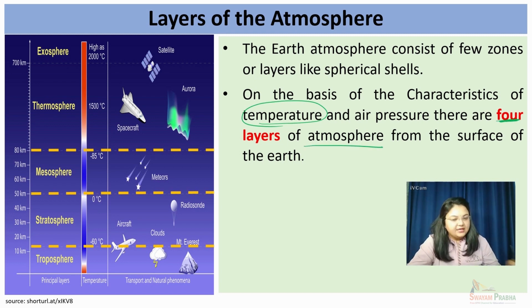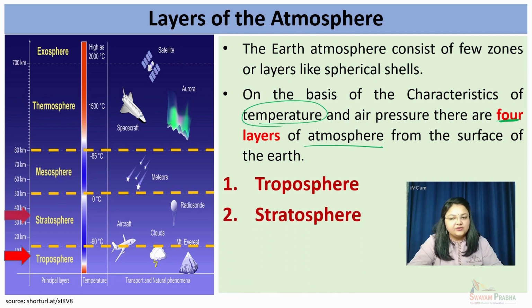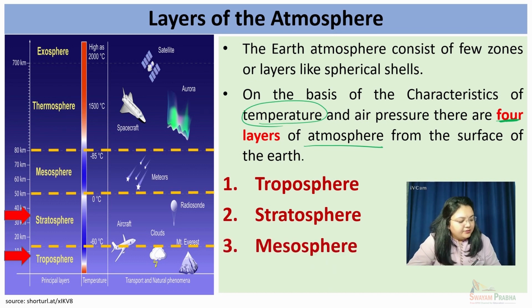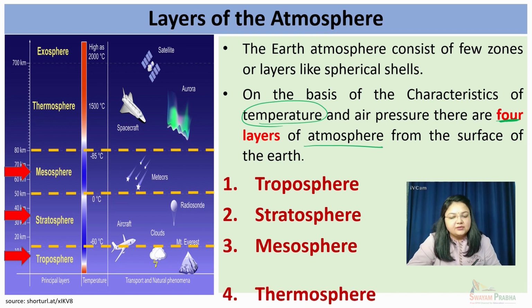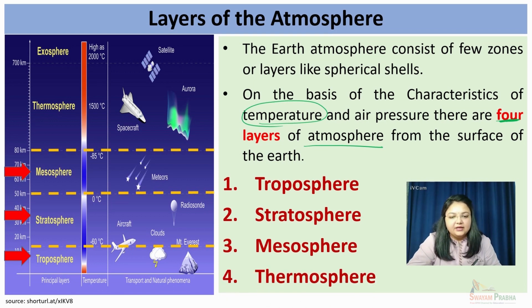layers. These layers are: number one, the troposphere, which is the lowermost layer of the atmosphere, followed by the stratosphere, which is the second important layer of the atmosphere. Third, mesosphere, which is above stratosphere. Fourth is thermosphere, which is the layer above mesosphere, and it is the outermost layer of the atmosphere also. So we will be discussing each layer individually now, starting with troposphere.